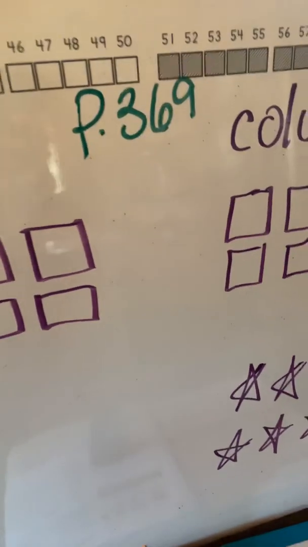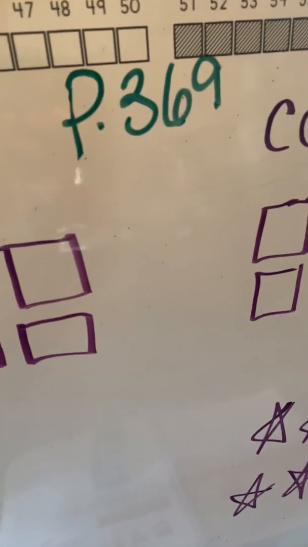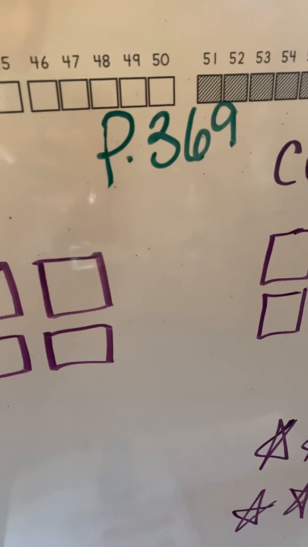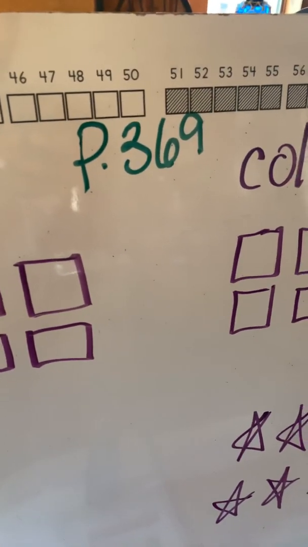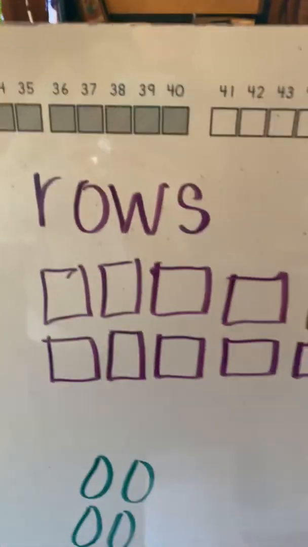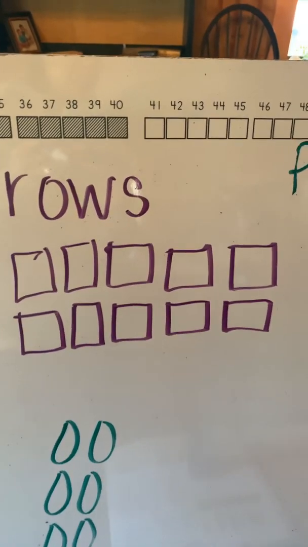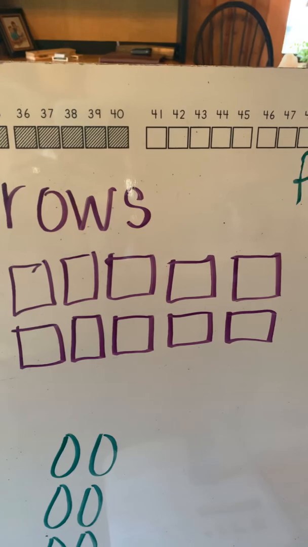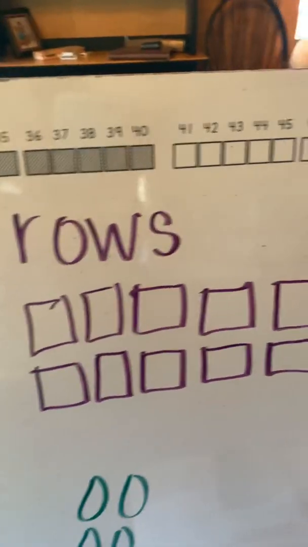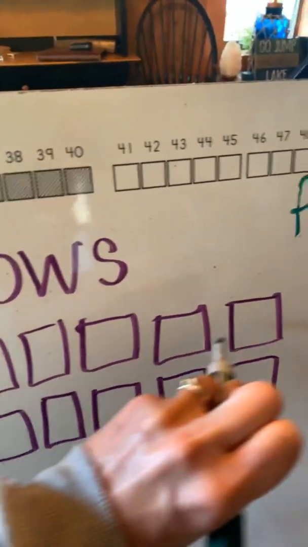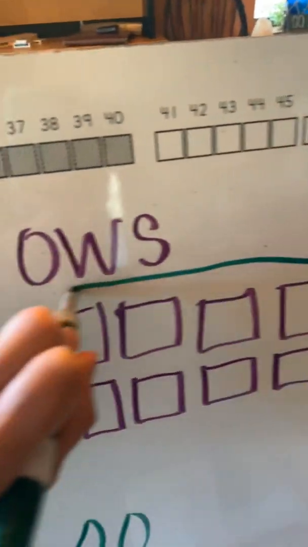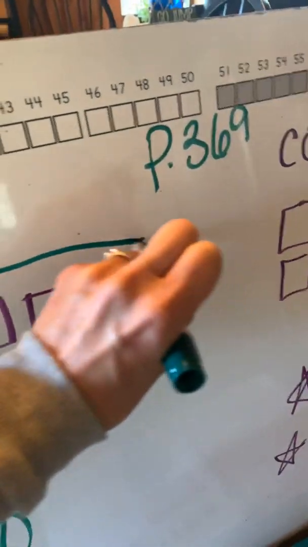All right, we're ready to do our lesson on rows and columns on page 369. We're going to first look at what rows are. So you see here there are 10 squares, 10 purple squares. They want us to circle the rows. Rows, boys and girls, go horizontal. So we have how many rows of 5?